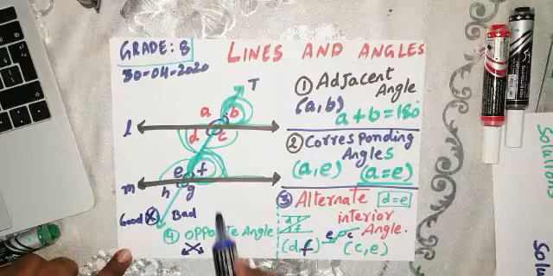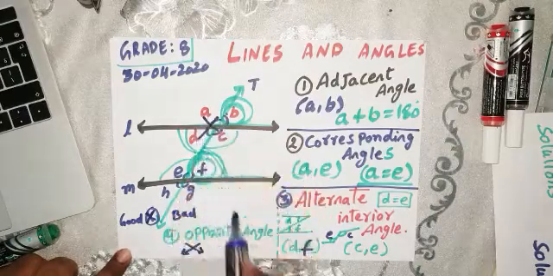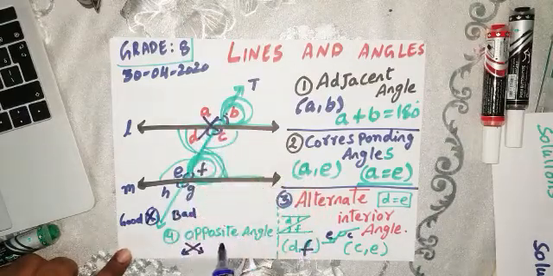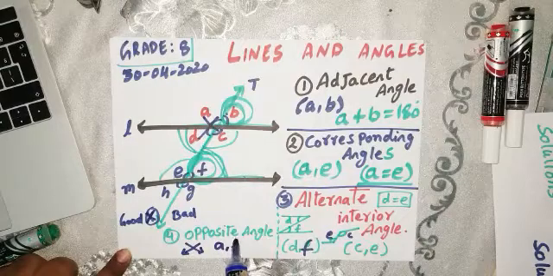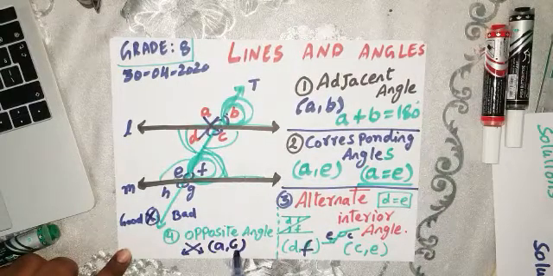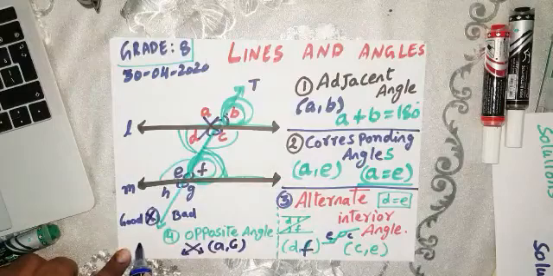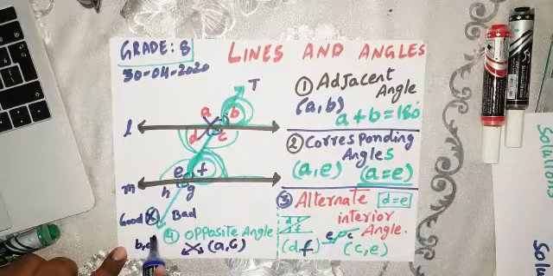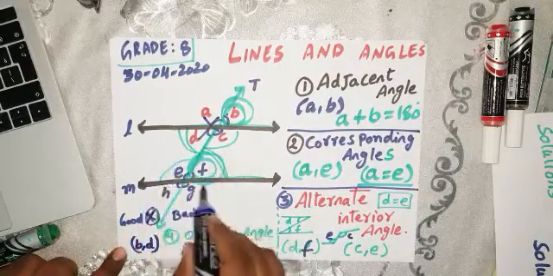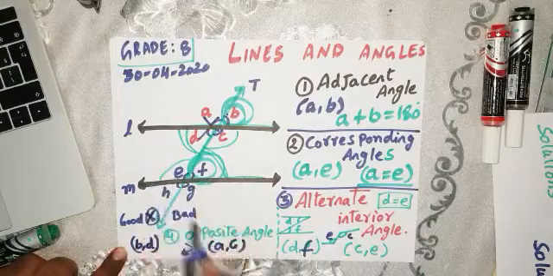Cross angles. Like if I make a cross here, A is opposite to C. So A and C are opposite angles. B is crossing with D. So B and D are opposite angles. Opposite angles are like cross or opposite to each other.